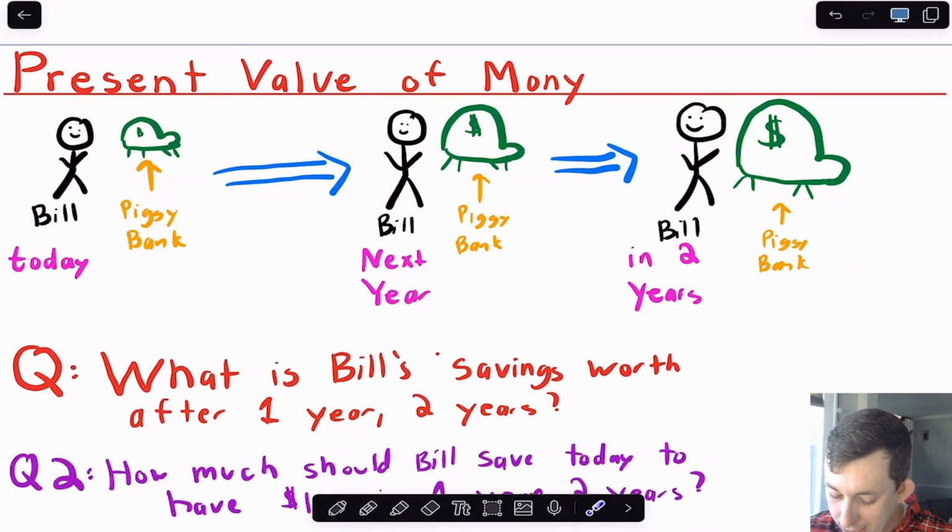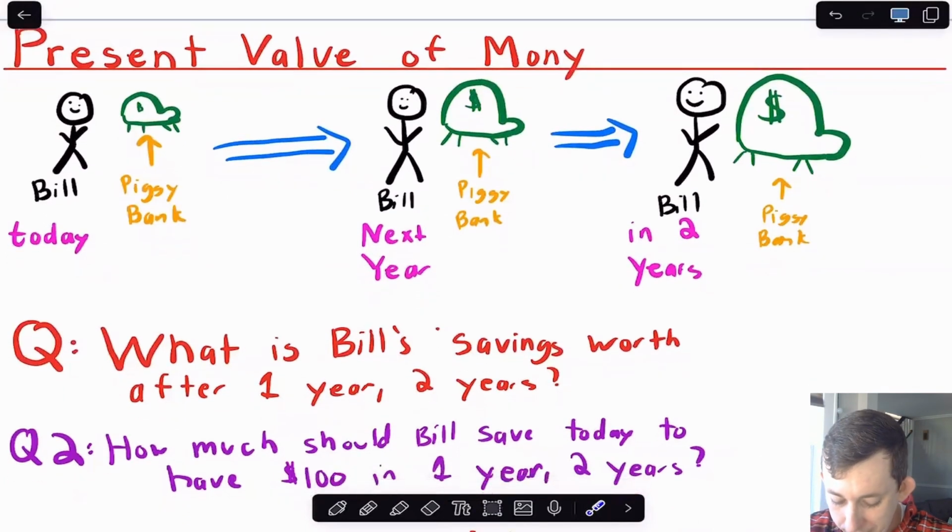And so we have two questions based on this sort of situation, where the first question is, what is Bill's savings worth after 1 year or 2 years? What exactly is that dollar amount? And two, how much should Bill save today to have $100 a year from now or 2 years from now? So those are the two questions we're going to answer.